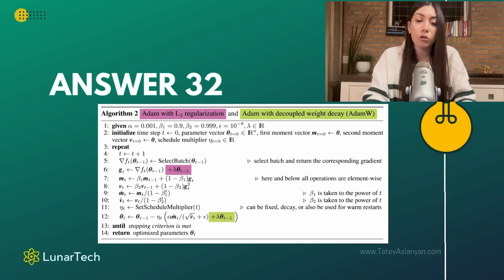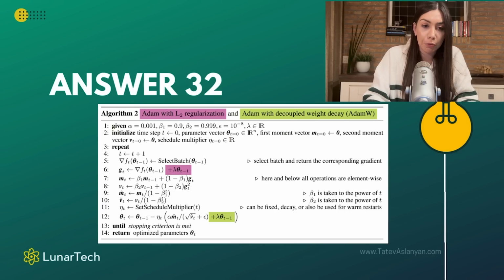regularization algorithm to solve overfitting, what we do is add this lambda multiplied by theta t minus 1, where lambda is the penalization parameter we use to decide how much we need to penalize certain parameters. This is to ensure that the model doesn't memorize the training data, and that the model is more generalizable. Now, when we do this, sometimes it doesn't help us that much to solve the overfitting problem.